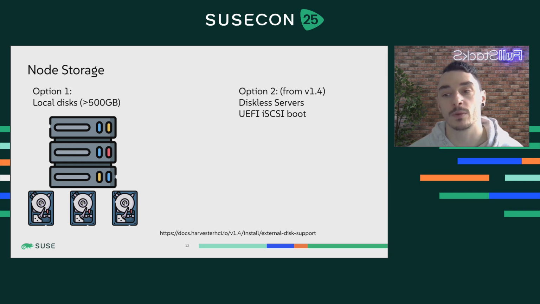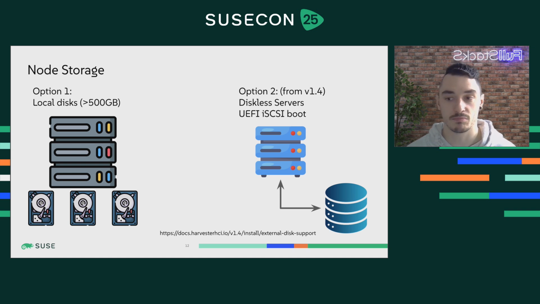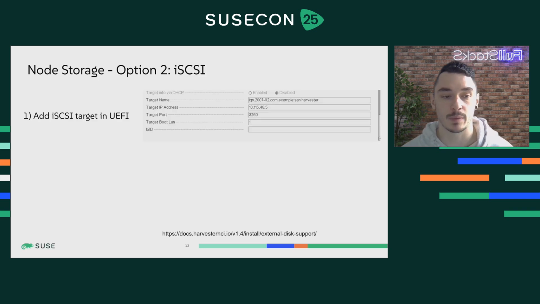Since Harvester 1.4, we have the possibility to also use diskless servers, which might look something like this. Cisco UCS blades, for example, connected to some kind of NetApp storage grid, which will then connect via the UEFI to an iSCSI target, which will enable us to boot into this disk, or to make it available to the Harvester installer to install to this iSCSI target. And to do that, we basically have to follow 4 steps, which are all documented perfectly fine, so you don't have to remember that at this point.